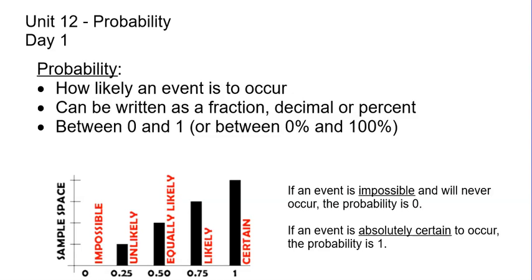All right. Unit 12, probability. Probability is how likely an event is to occur. It can be written as a fraction or a decimal, and in that case, between 0 and 1, or percent, between 0% and 100%.